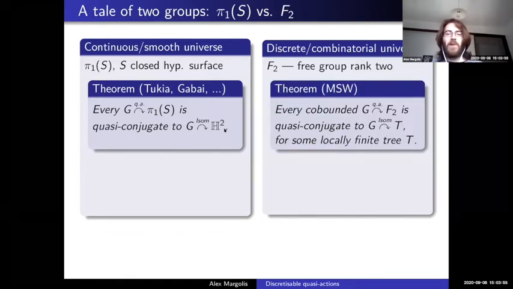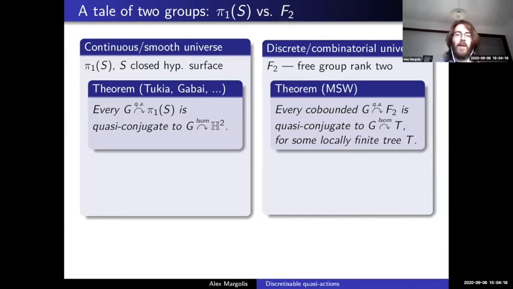And something very different happens to the free group of rank 2. If we look at quasi-actions on the free group of rank 2, which are co-bounded, i.e. there's some bounded set, which when you translate it by G, coarsely fills the whole of F2, every such quasi-action can be quasi-conjugated to an isometric action on a locally finite tree. And most people, I hope, here would agree that H2 should be thought of as a continuous smooth object. It's a smooth manifold, whereas a tree is a much more combinatorial, discrete sort of object.